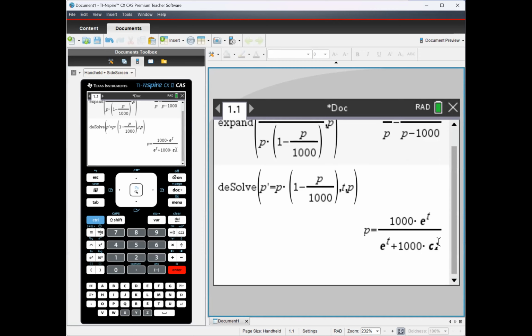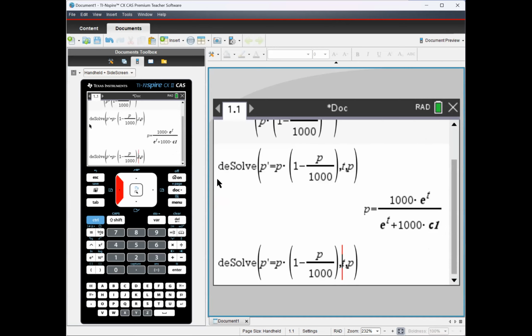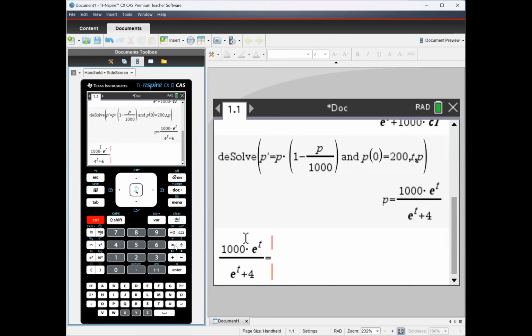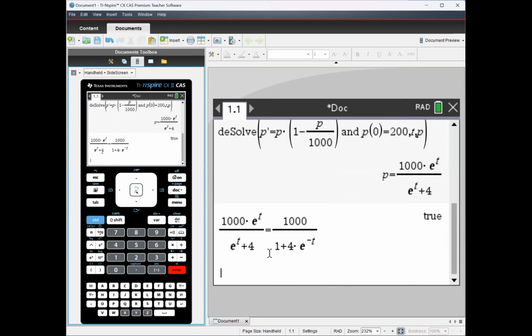But basically, you can divide the top and the bottom by e to the power of t. What I'm going to do is incorporate the initial condition by typing 'and' P of 0 equals, originally 200 fish in the pond. So this is the particular solution. And if you divide everything by e to the power of t, there will be an e to the power of minus t. So this is true. That's why your d value is going to be 4, okay?